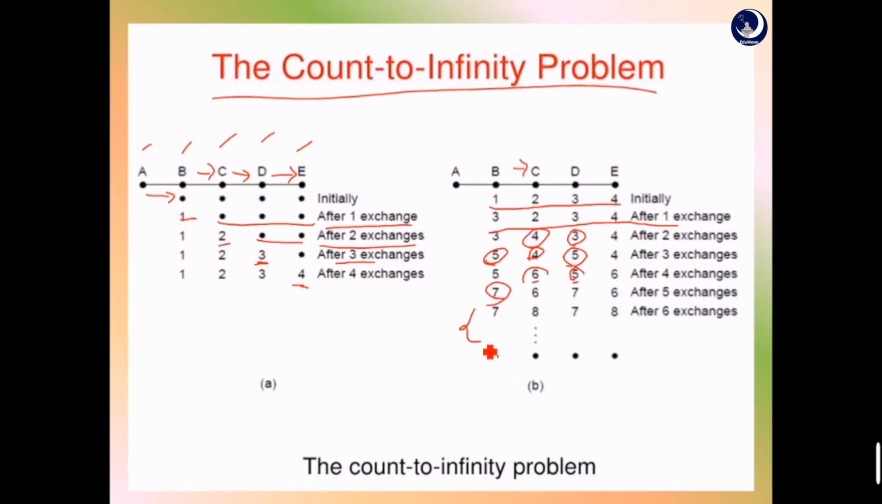The solution here is to use a small number as an approximation of infinity, for example, a maximum hop count of 16. Another is split horizon, where routing information is stored but not sent to the router from which it was received.